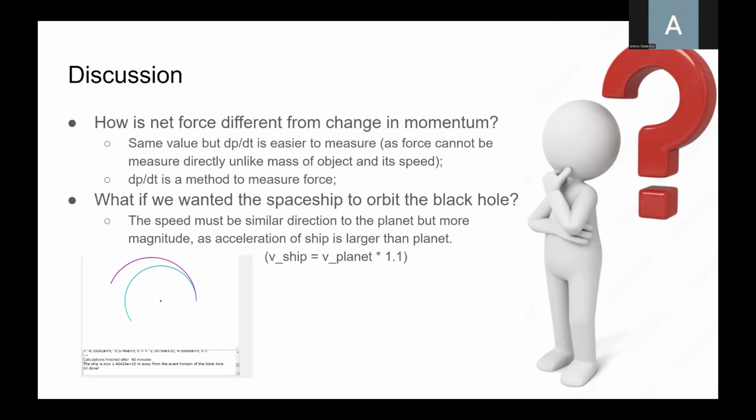So you can see below the results of running v-ship equals v-planet times 1.1. It does not make a full orbit in the time which the simulation allows, but it looks like it would, because it makes a half circle around the black hole.